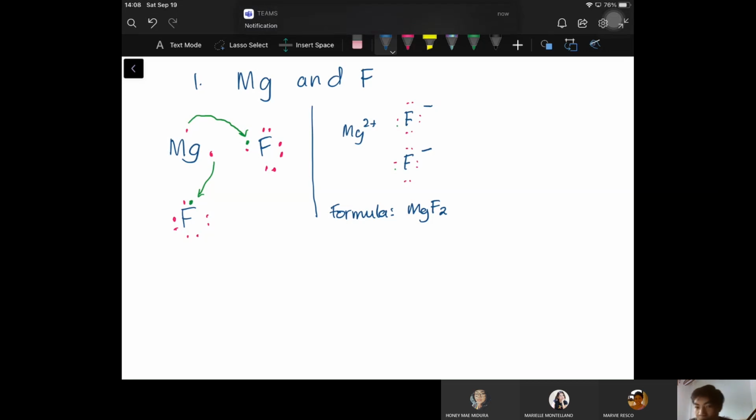Sa cellphone ko na lang bubuksan. So, tignan natin. Dito sa cellphone buksan. Bagal ng laptop eh.